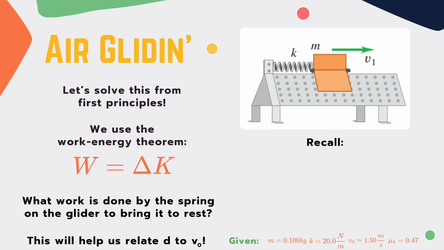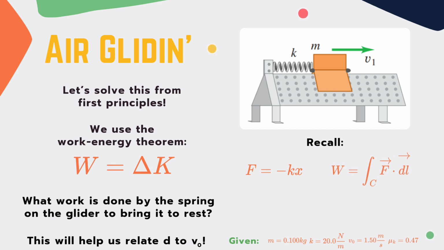Now, let's derive the work done by a spring. A spring has a restoring force proportional to the distance it is stretched or compressed from equilibrium, and the negative sign tells us that it opposes disturbances from equilibrium. This is why F equals negative kx.